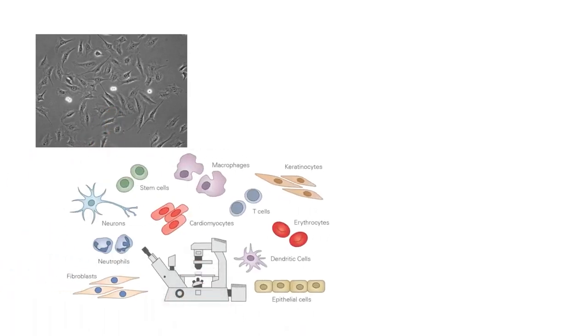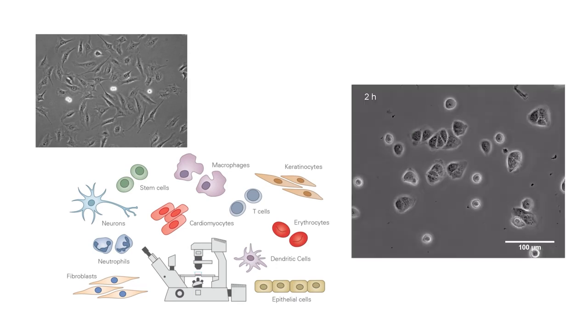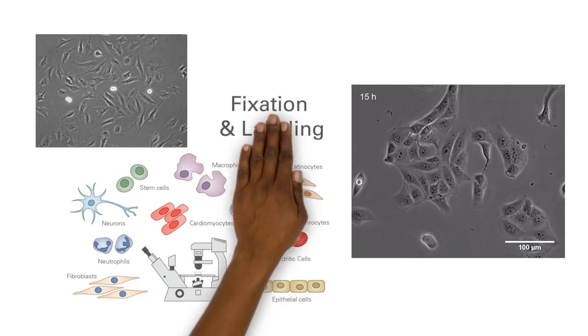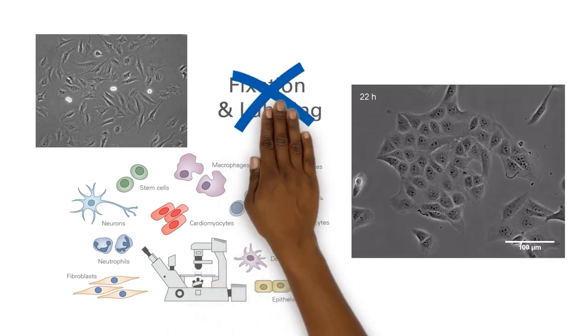Phase contrast is by far the most frequently used technique in biological light microscopy. Living cells can be observed in their natural state when using this cheap and simple method. Fixation and labeling are not necessary. But what makes phase contrast microscopy so special?